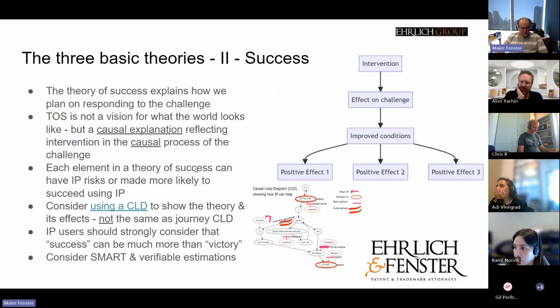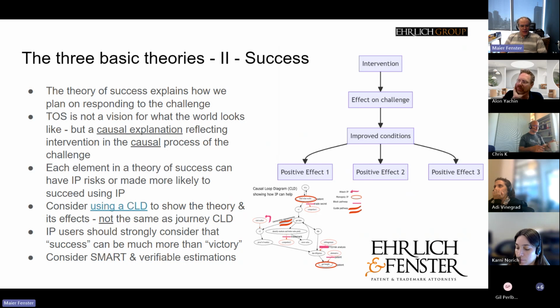The second theory is a theory of success, which basically explains how we plan on responding to the challenge. And I want you to note that there's an intervention, something we're doing, the company, not the IP people. It will have some sort of effect on the challenge, and there's all sorts of effects you can have. It will result in improved conditions, and in particular, you will have certain positive effects that you want to have, or maybe changes, not necessarily positive.